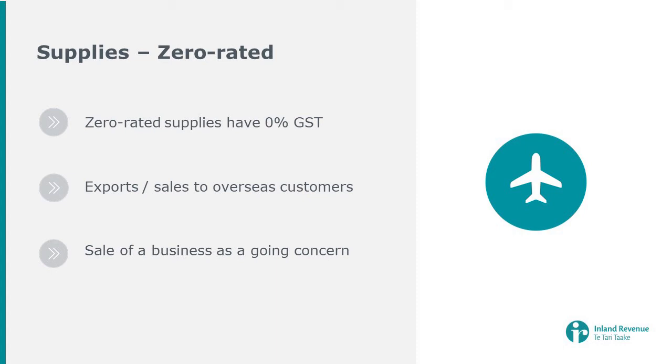If you make sales to overseas customers, it's a good idea to have 2 sales columns in your records. One for New Zealand customers with 15% GST and one for overseas customers with 0% GST. When you complete your return, you'll need both of these figures, so it'll save you time by having 2 separate columns in your cash book. Another example of a zero-rated transaction is the sale of a business where both parties are GST registered. The full criteria for zero-rating the sale of a going concern is on our website.